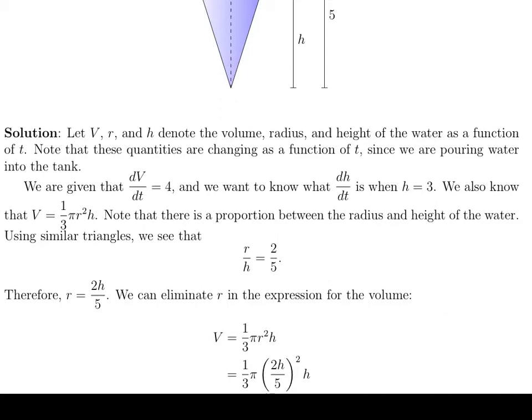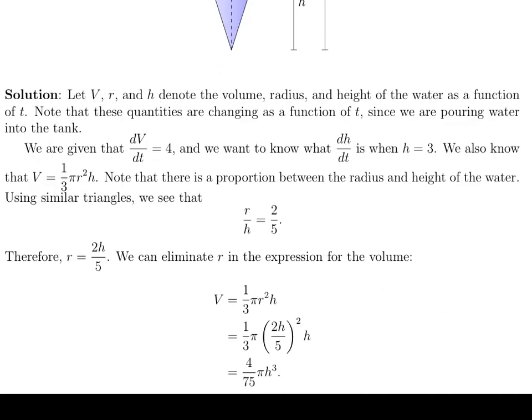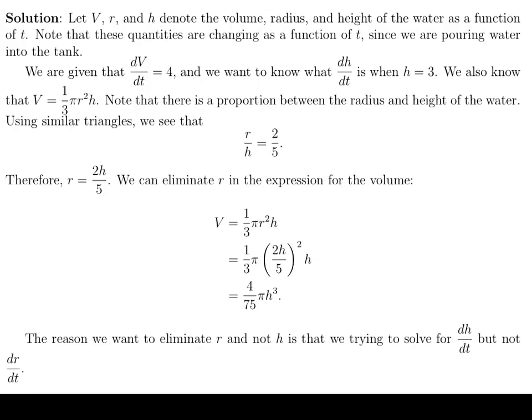Well, let's simplify this a little. So we get 4 over 75 times π h cubed. So this gives us an expression for the volume of the water just as a function of the height. We don't need to know the radius, because once we know the height, then we can determine the radius using the similar triangles that we talked about before. It is worth pointing out that the reason we're eliminating r and not h is that we're trying to solve for dh/dt, but not dr/dt. So we really want the h in this equation.